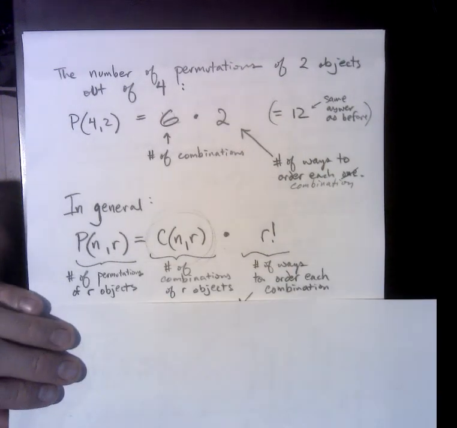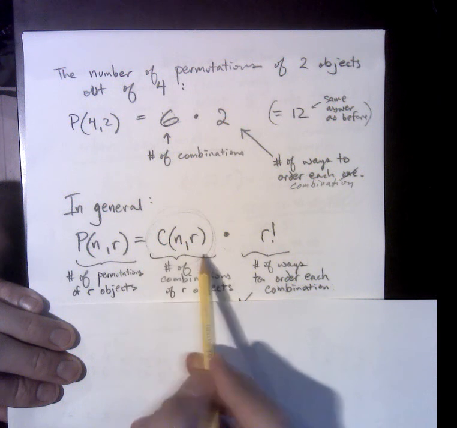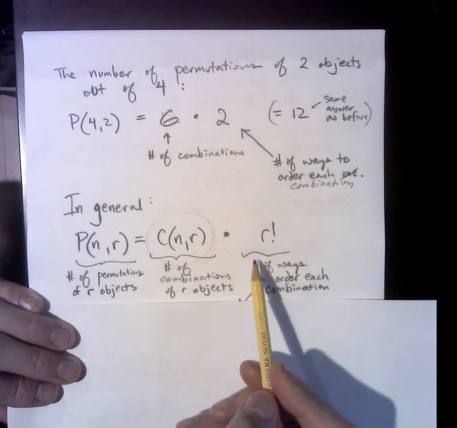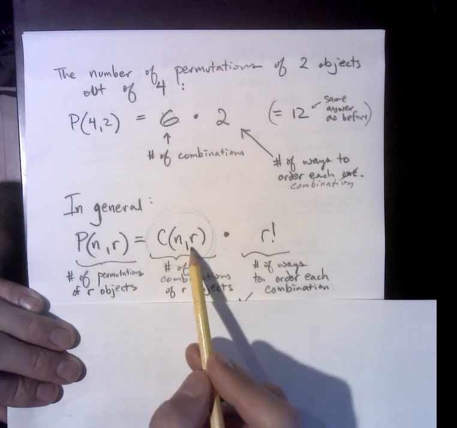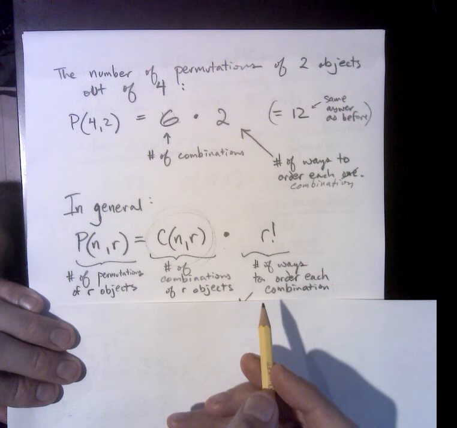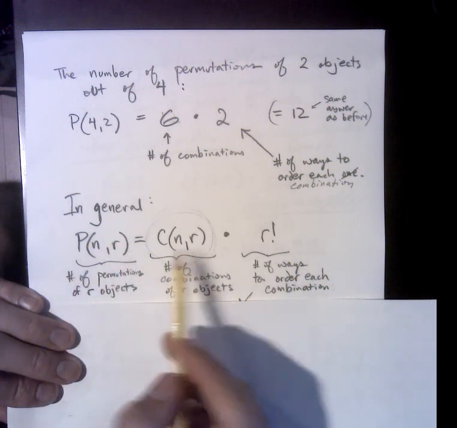Now, in general, what we're saying is the number of permutations is equal to the number of combinations times the number of ways there are for me to order each combination. The number of permutations equals the number of combinations times r factorial. Now, I have a formula for permutations. I don't have a formula for combinations.